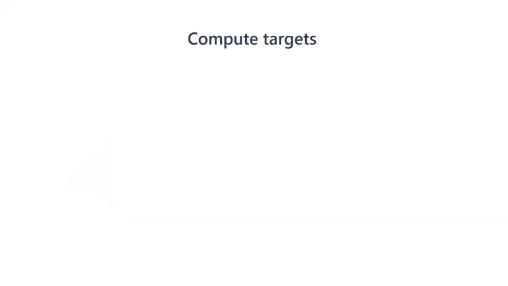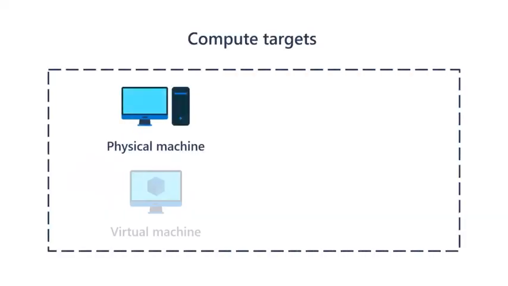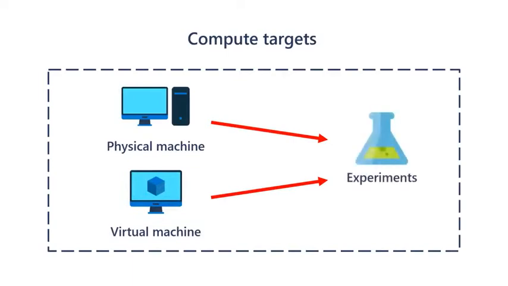Welcome to this section where you will learn about compute targets. In Azure Machine Learning, compute targets are physical or virtual computers on which experiments are run. Azure Machine Learning supports multiple types of compute for experimentation and training. This enables you to select the most appropriate type of compute target for your particular needs.